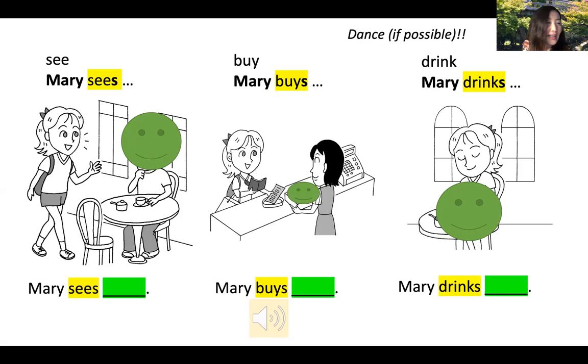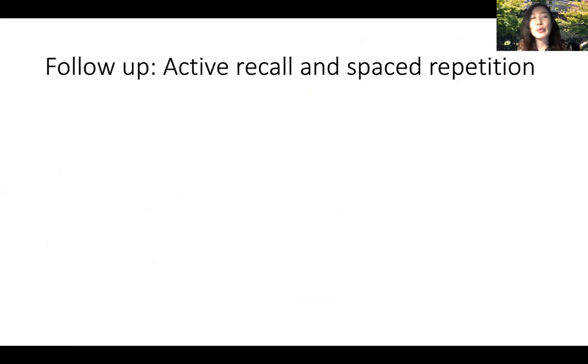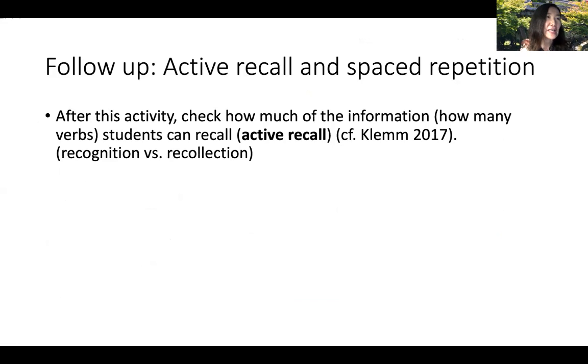Now, after doing this, you want to do a little follow-up activity, right? Otherwise, students just enjoy it and then the next day they say, that music was good, right? So you want to do some active recall, spaced repetition exercise. After this activity, check how many verbs students can recall. This is the so-called active recall exercise, and you need to make a distinction between recognition versus recollection. That's why I don't want to do this exercise like a multiple choice question.